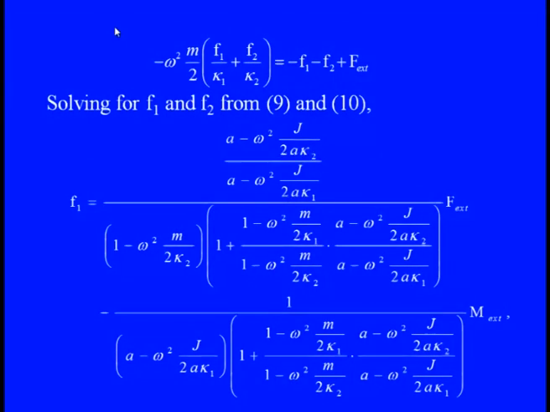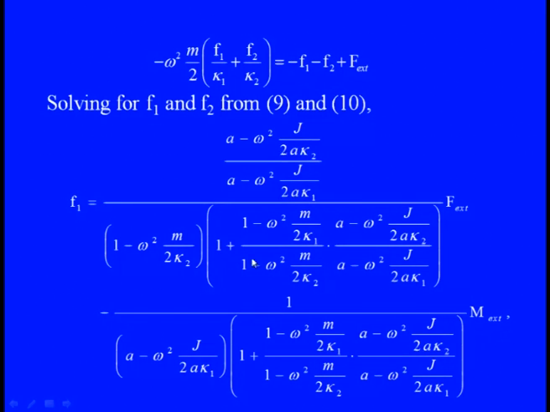When we equate both the equations, you see here, the force f1 which we need to calculate equals A minus omega square j by 2 k, j by 2a k2, divided by A minus omega square j over 2a k1, divided by 1 minus omega square m by 2 k1, and this whole thing comes from the denominator: 1 plus 1 minus omega square m by 2 k1 divided by 1 minus omega square m by 2 k2 into A minus omega square j over 2a k2 divided by A minus omega square j over 2a k1, times f excitation. So this part is coming from the f excitation, and similarly the m excitation features are also there.